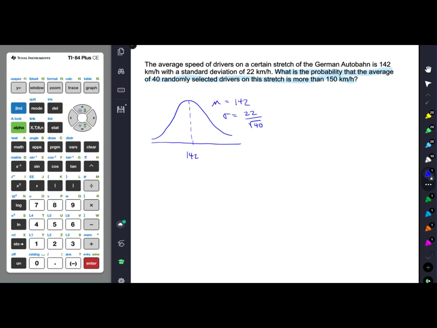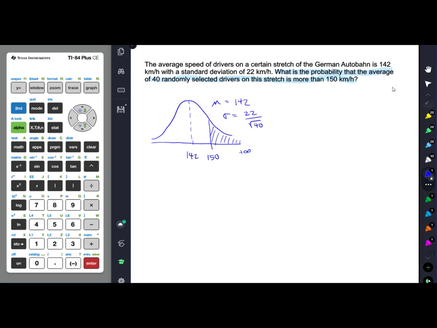So 150 would be somewhere to the right of 142, and if we're looking for drivers that are driving more than this, we would need to shade to the right. All right, so that sets up our region that we want to find the area of, and that's what the normal CDF function will do for us. But in order to type this in, here's what we would do.